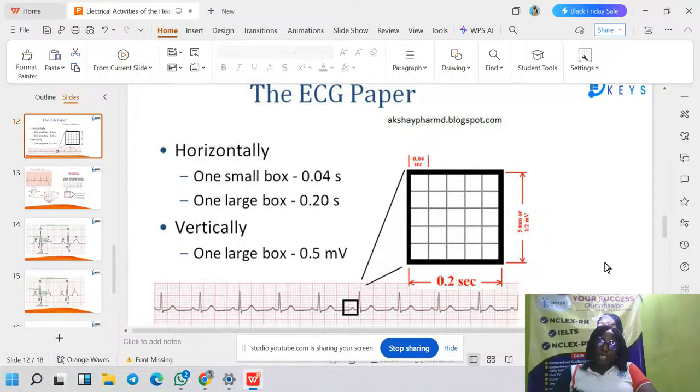If this is new knowledge to you, just say hi. You just count the number of R to R and multiply by 10 in a 30-second strip. Don't forget, it is in a 30-second strip.